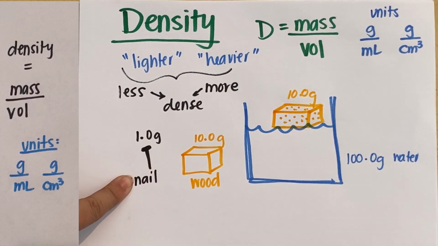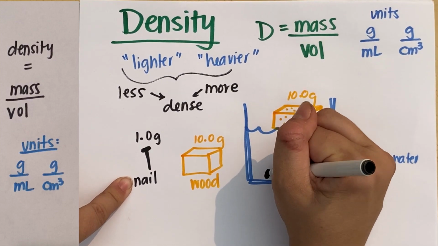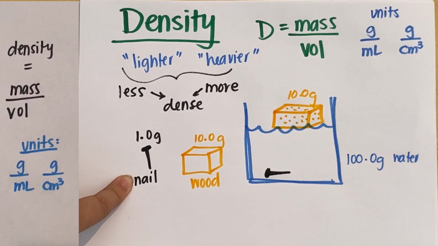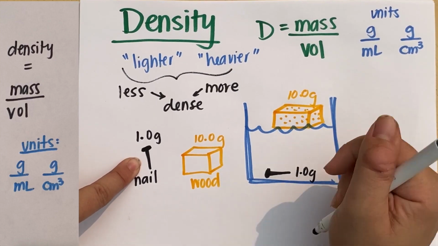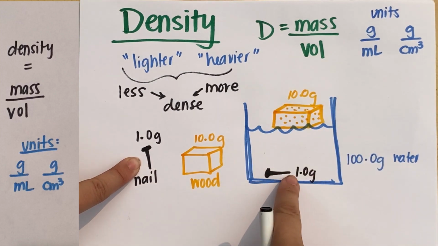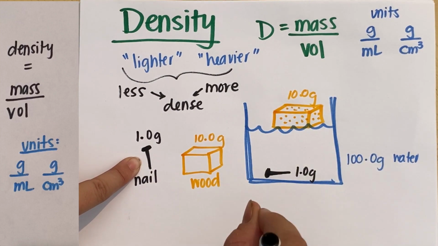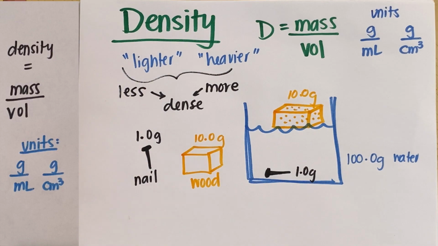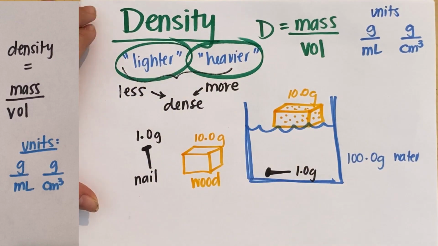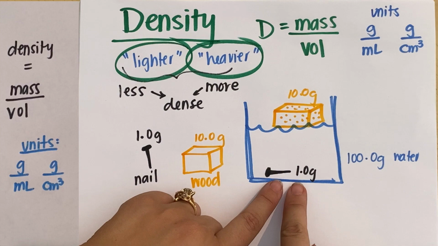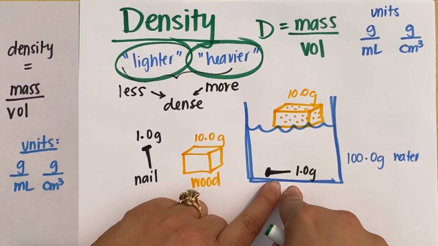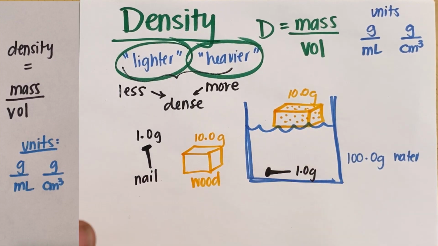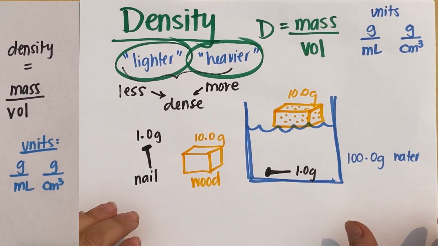Versus the nail. The nail is only 1 gram, but we all know what happens if I plunk a nail into water, it's going to sink to the bottom. And that's, again, not because of how much the nail weighs or what the mass of the nail is, but it has to do with its density. So big picture, make sure that when you're talking about something being lighter or heavier, the nail is lighter, it weighs less than the wood, but the nail is more dense, so it will sink. Hopefully that makes sense.